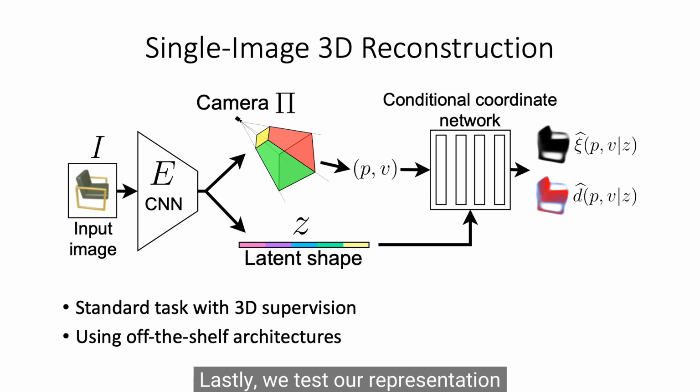Lastly, we test our representation in a simple setting, namely the standard single image 3D reconstruction task, as this allows us to use 3D supervision along with off-the-shelf architectures. The basic schematic is shown here. Starting from an input image, we infer a camera pi and a latent shape vector z. To obtain depth and visibility, we pass an oriented point PV into an implicit coordinate network, conditioned on the latent shape z.